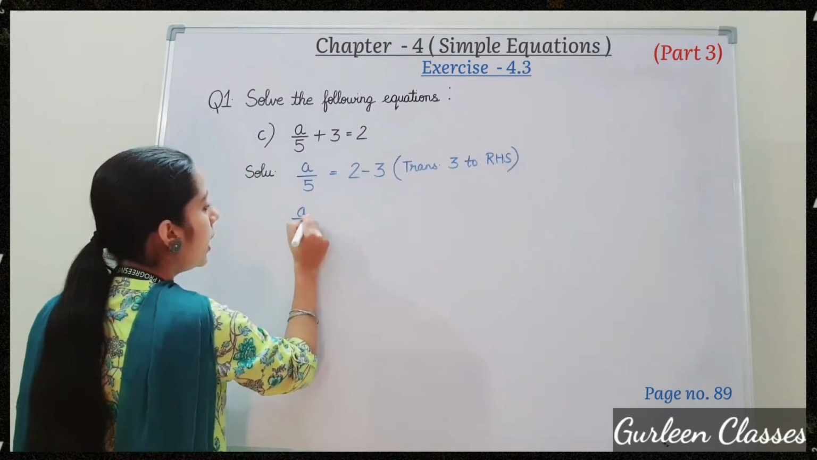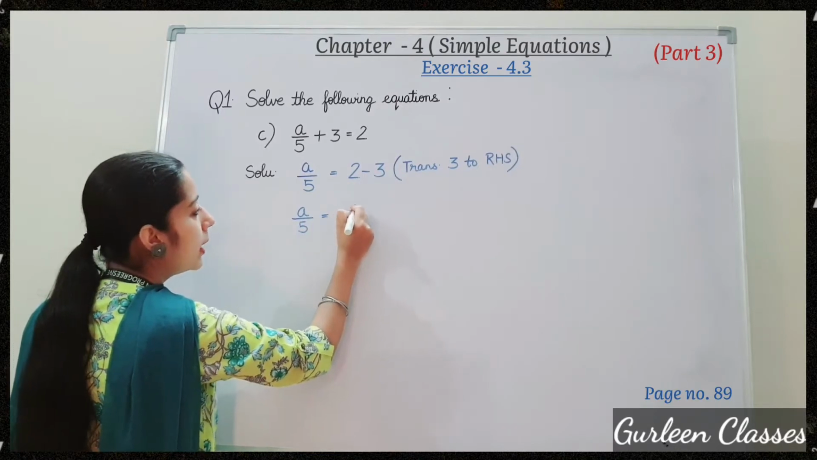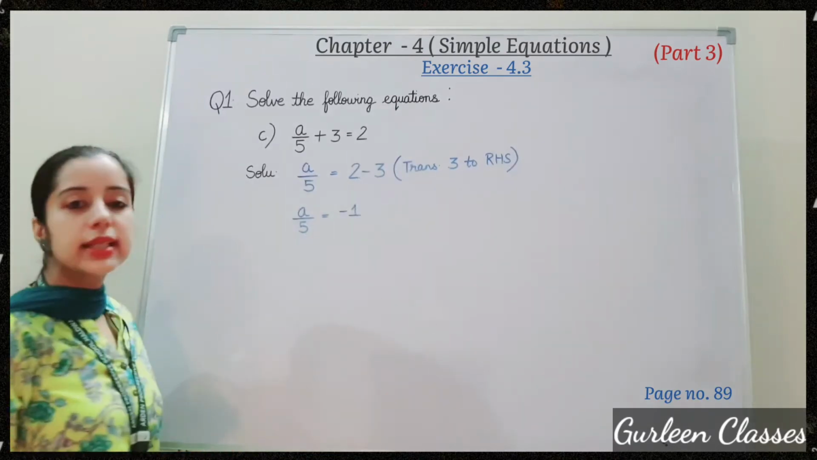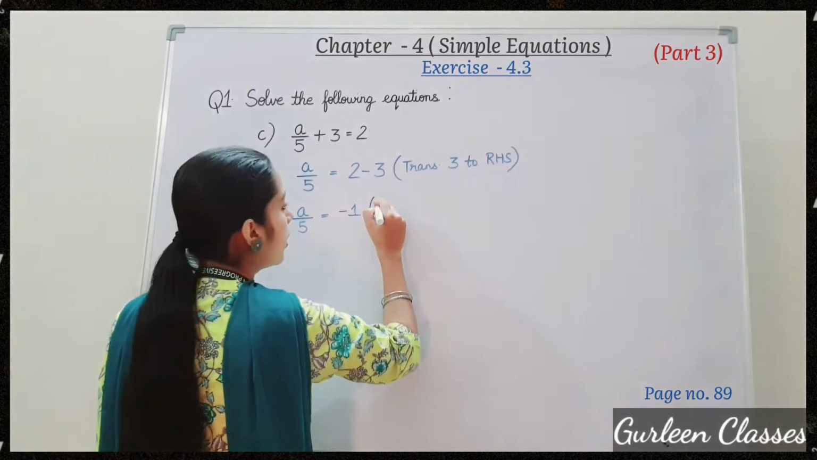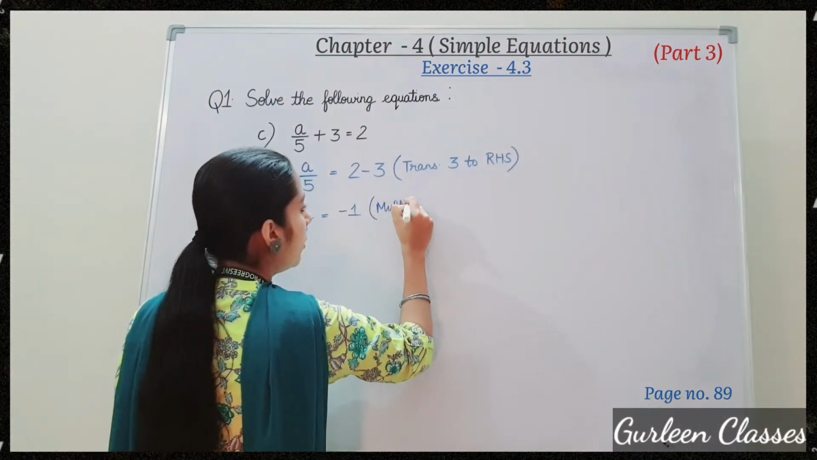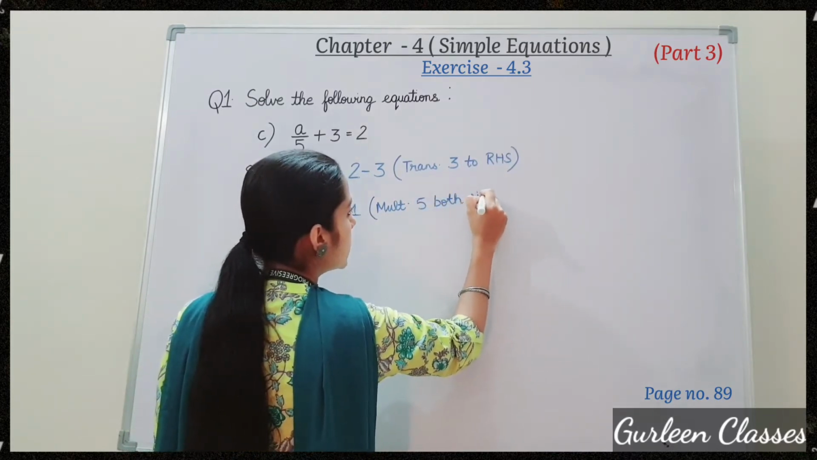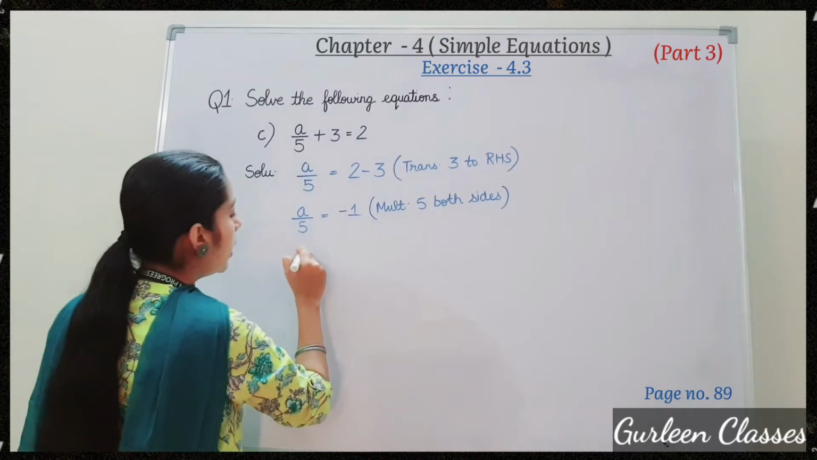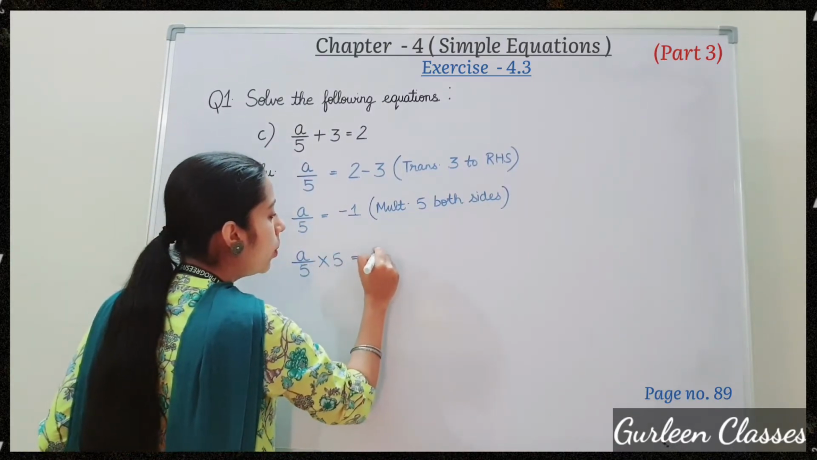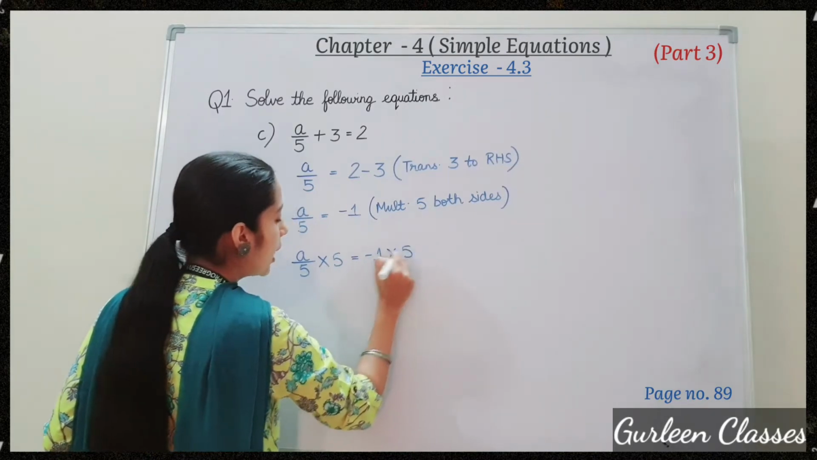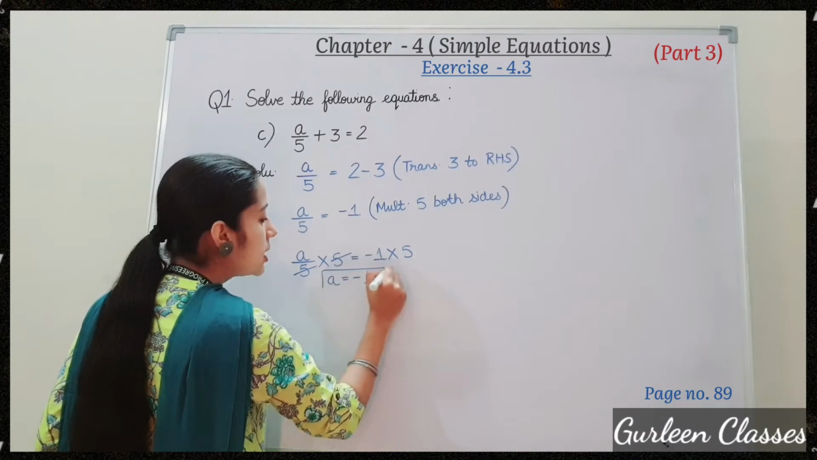Next step will be a upon 5 is equal to 2 minus 3, which is minus 1. So your next step will be multiplying 5 on both sides. So a upon 5 into 5 is equal to minus 1 into 5. 5 cancels. a is equal to minus 5.